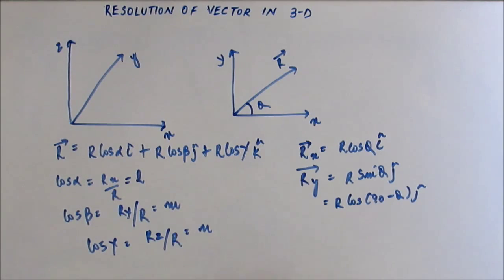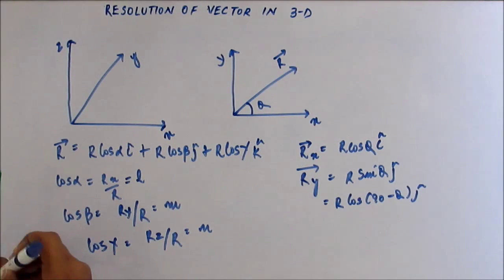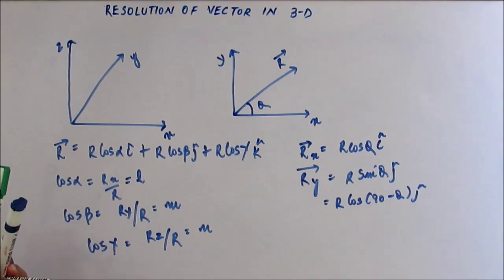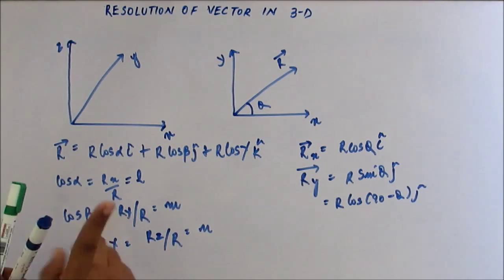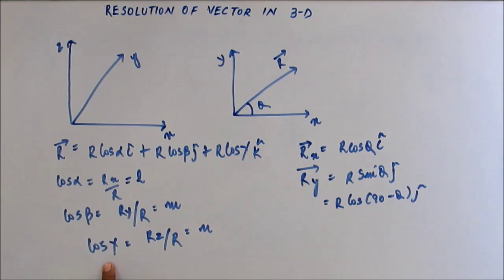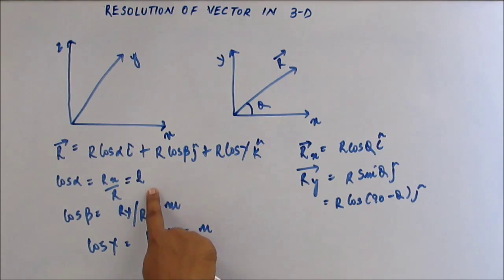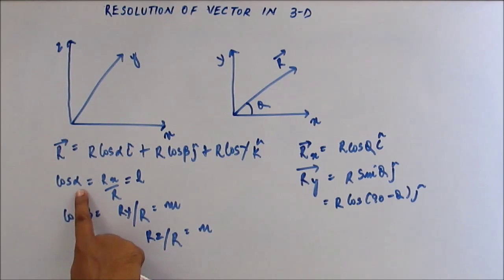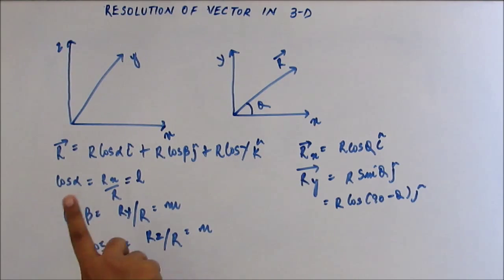Now this L, M, N are called direction cosines. They are important. Direction, because if we know the angle of a vector with the axes, we know the direction in which that vector is pointing. And since the function is cosine function, it is called direction cosines. L, M, and N. L specifically is used for cos alpha, alpha being the angle between the vector and x-axis. Similarly, beta for the angle between the vector and y-axis, and gamma with the z-axis.